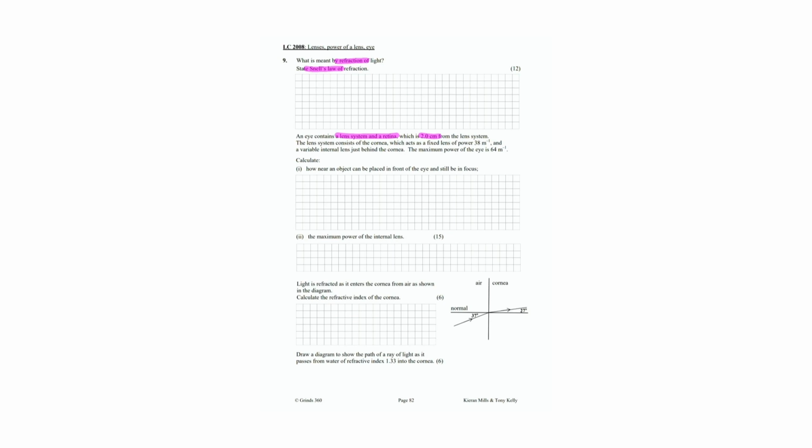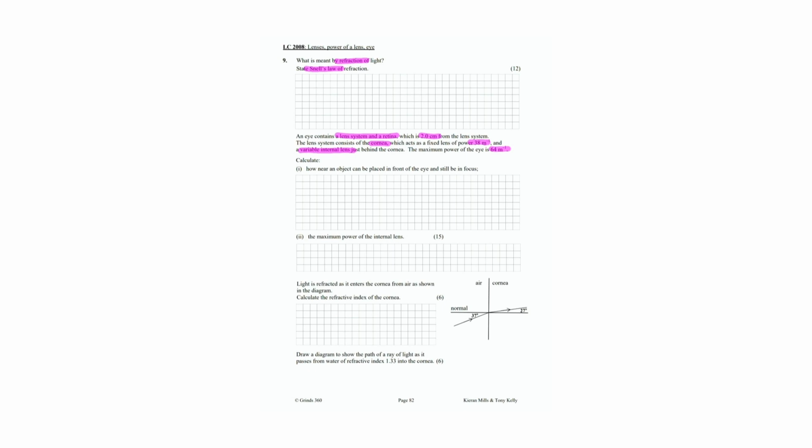The lens system consists of a cornea. That's the window at the front of your eye, and all the jelly behind it would be part of this lens system, which acts as a fixed lens of power 38 per meter. You can't change that value. And we have this internal lens, which is variable, behind the cornea. The maximum power of the eye is 64 per meter. That's when your eye is working at its hardest. It's at its thickest. That's when you're looking at near objects.